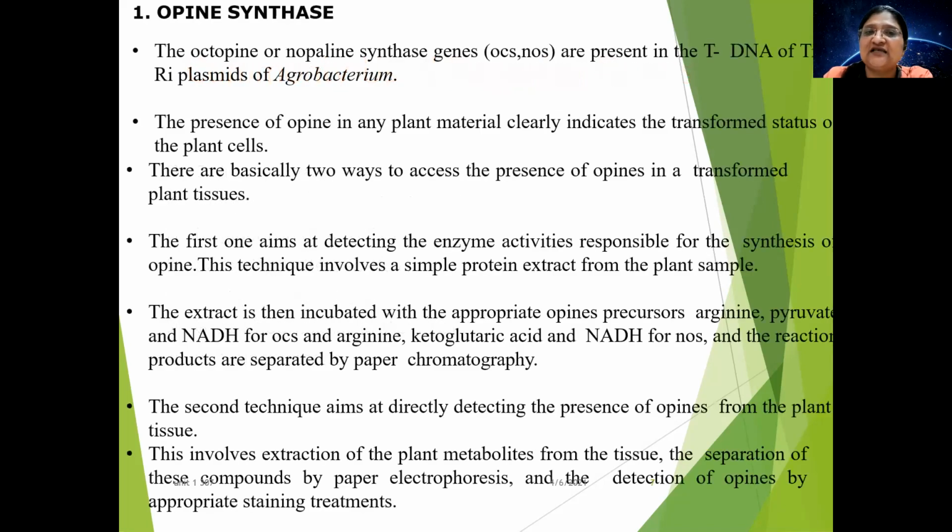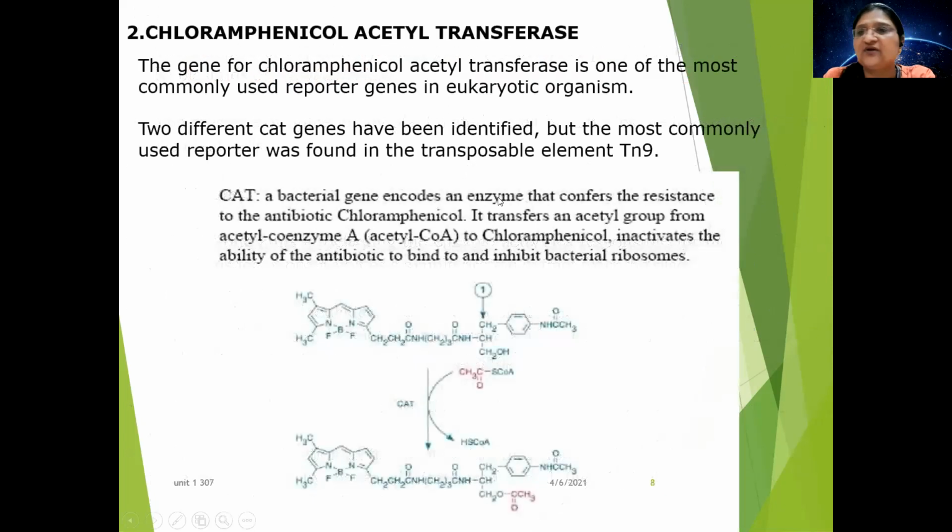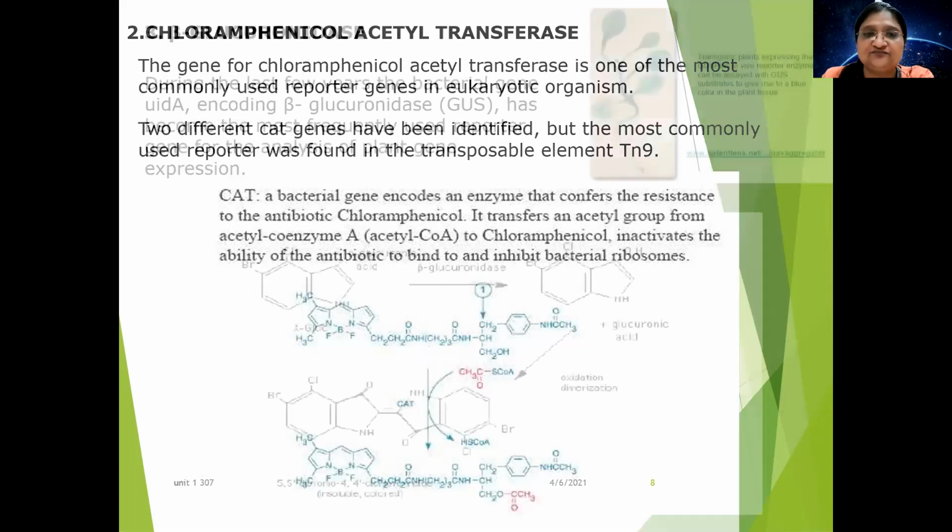Opine synthetase enzyme is normally used in the Ti or Ri plasmid in Agrobacterium species, which indicates the presence of opines, whether octopines or nopalines, a clear indication of the transformation stage. Okay. I'm going to just mention where each is useful. Chloramphenicol acetyl transferase is very common in eukaryotic organisms. It is commonly present on the transposable element Tn9.